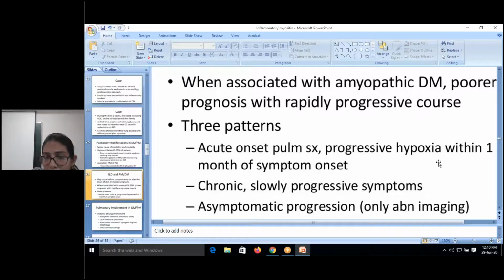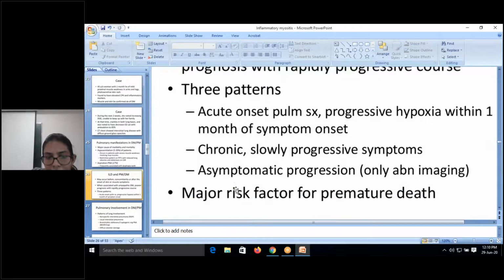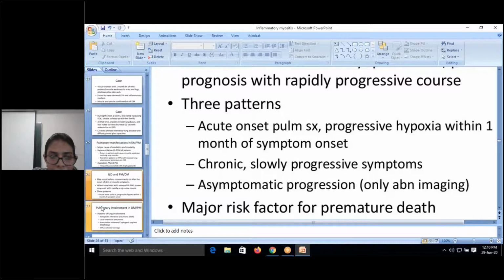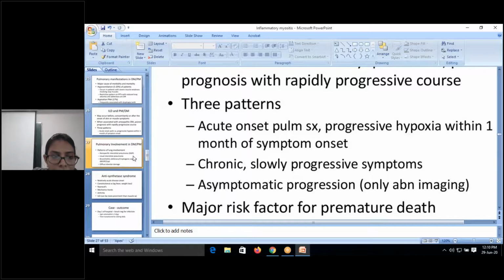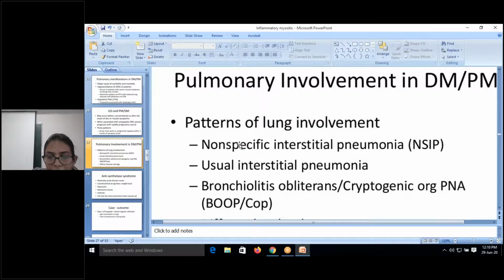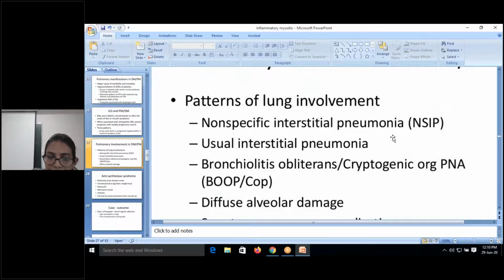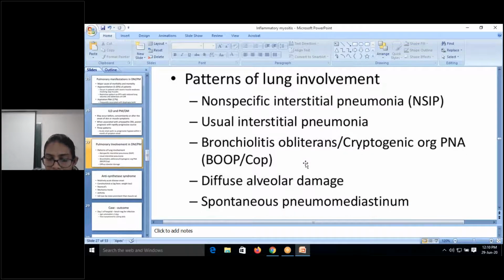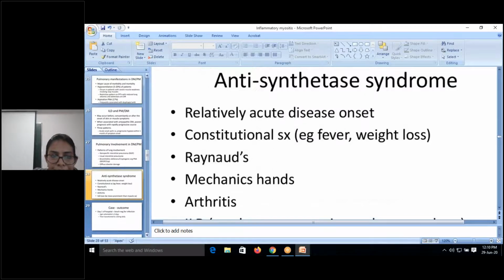And it can cause progressive hypoxia within 1 month of the symptom onset. It can be acute or chronic, or asymptomatic progression can be seen. And ILD is a major cause of premature death. So ILD is one which you have to keep in note. And the pattern of ILD in dermatomyositis or polymyositis is NSIP, UIP, bronchiolitis obliterans pneumonia; diffuse alveolar hemorrhage can occur, and spontaneous pneumomediastinum can also be present.